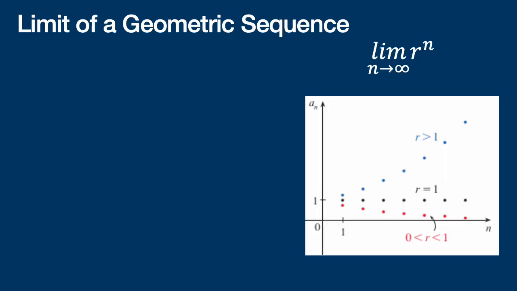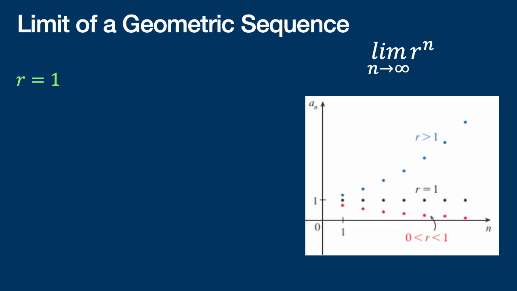Now, let's look at the limit of a geometric sequence. We want to know the limit of a geometric sequence. The common ratio is R. Depending on R, the limit of a geometric sequence might converge or diverge. Let's check.